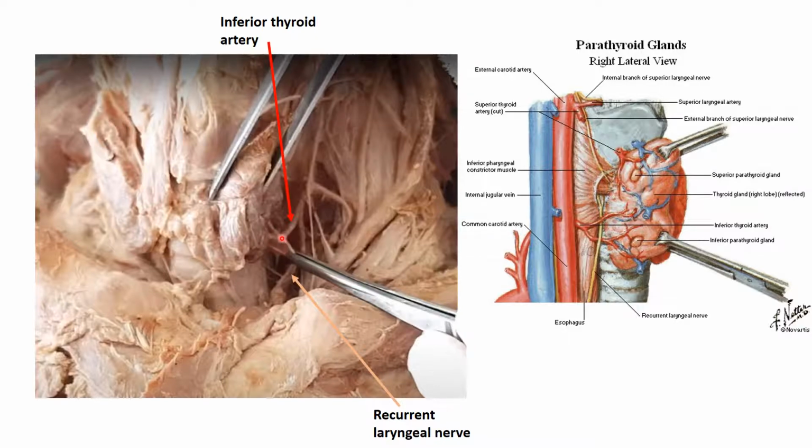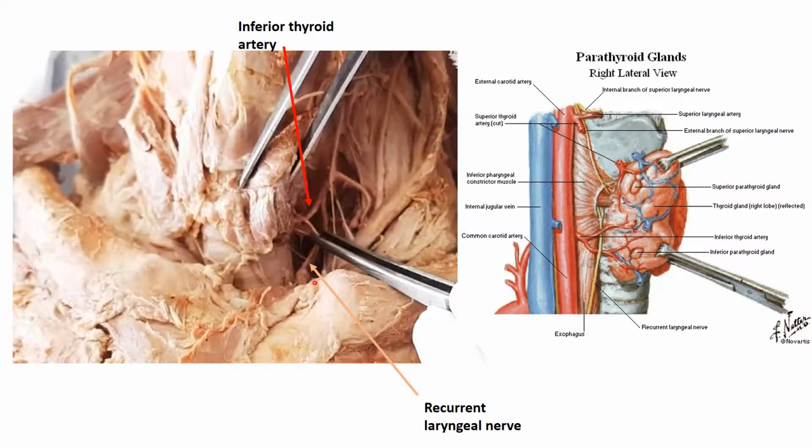So when we do ligature at the lower pole of the thyroid gland for the inferior thyroid artery, we should be careful for the recurrent laryngeal nerve, because the recurrent laryngeal nerve is a very important structure which supplies the laryngeal muscles and also the sensory supply, and also some of the inferior constrictor part of the pharynx muscle. So we should be careful for the recurrent laryngeal nerve at the lower pole.